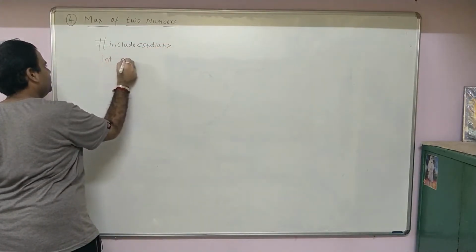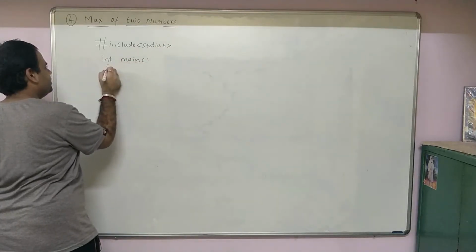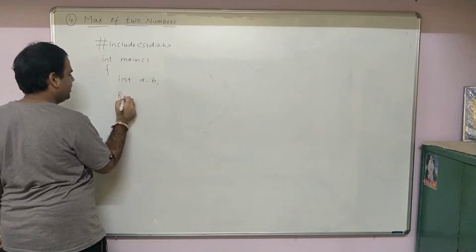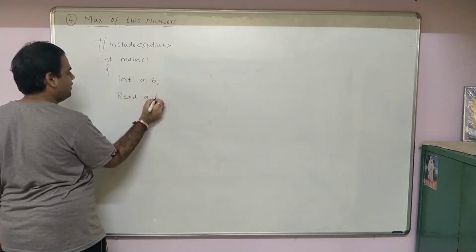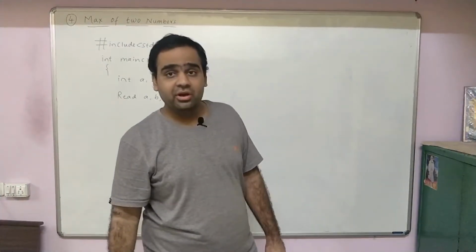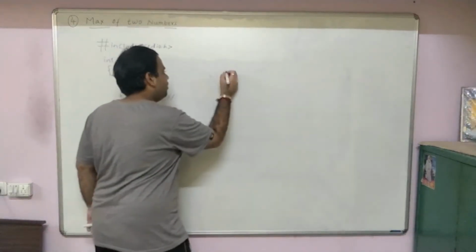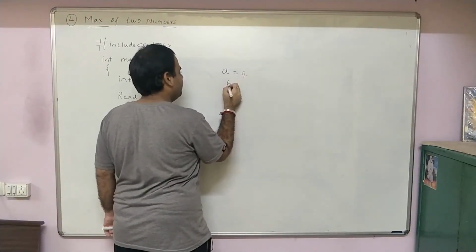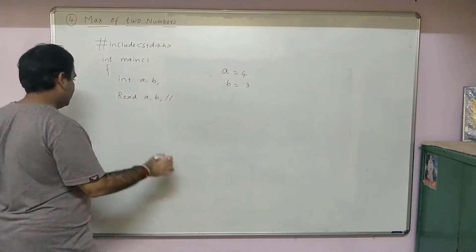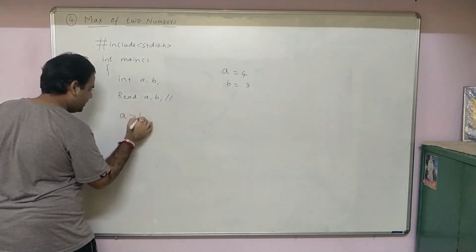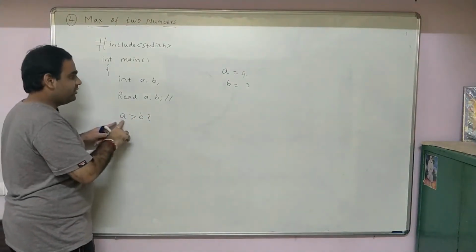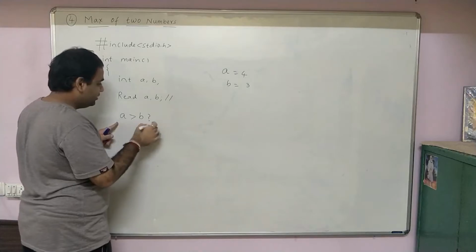Therefore we say int main, and let the two numbers be int a comma b, and here I say read a comma b. Read a comma b means you have to write scanf percentage d ampersand a ampersand b. Suppose I say a equal to 4 and b equal to 3. Now a is greater, therefore how do we write it? a greater than b, question mark. This is a ternary operator, we know that. Now what is the value of a? 4. 4 is greater than 3, true.